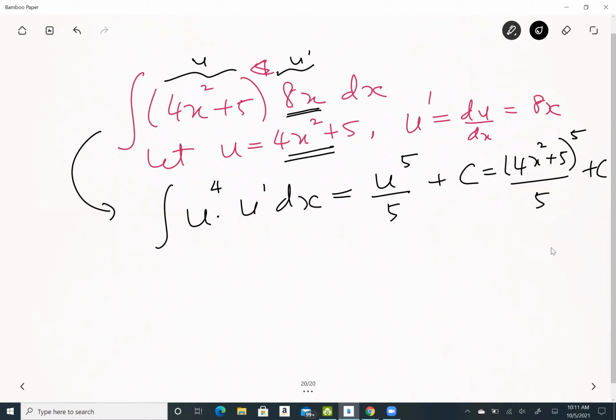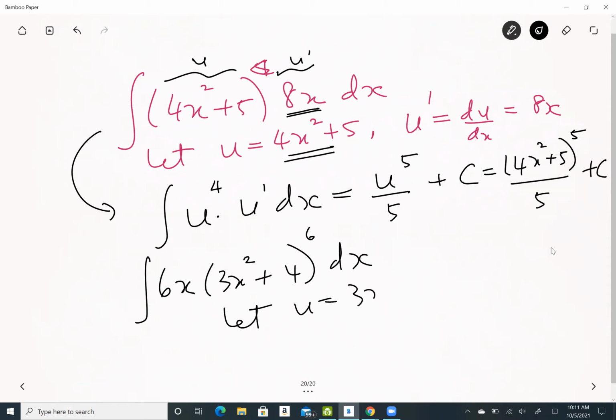Okay, all right, I'll give you another example. Let's say example number 2, we have to find the integral of 6x multiplied by 3x squared plus 4 to the power of 6 dx. Here you cannot use simply the simple power rule. You need to try the general power rule. So you let u be equal to 3x squared plus 4. And then what is u prime? u prime is 6x.